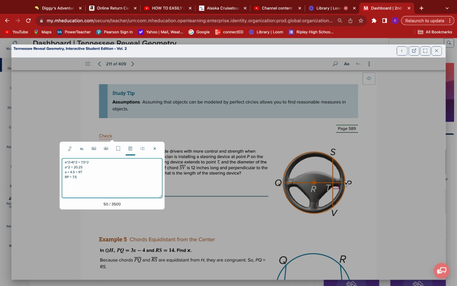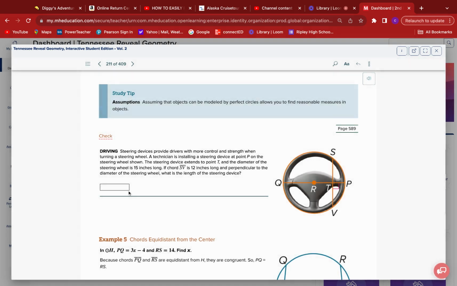That's your radius, R to P. And we now know that RT is equal to 4.5. How do you find P to T, the rest of it? In other words, 4.5 and what is 7.5? So we're going to subtract those, and that's going to give us PT. So 7.5 minus 4.5 is going to be 3, and that's your answer.